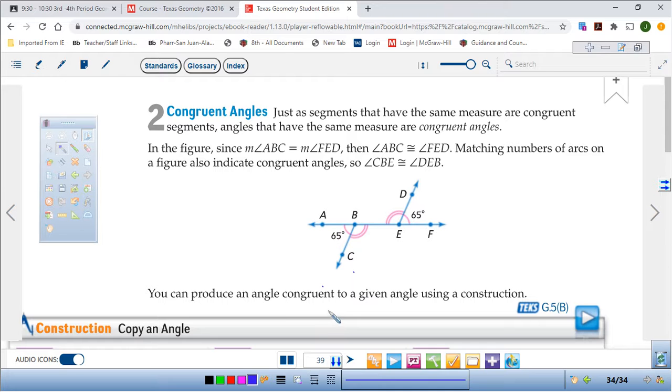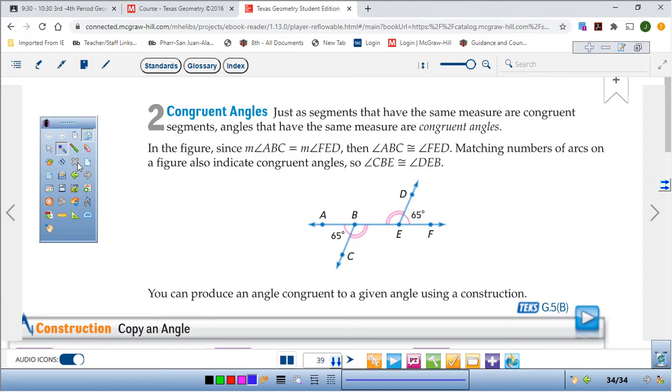Pretty cool? Okay, now on the other side over here, we have two arcs. Well, this other angle has two arcs, then now I know these two are equal. For this one figure, anything that has one arc are equal. Anything that has two arcs are equal. You understand that? Pretty cool? Not too bad?